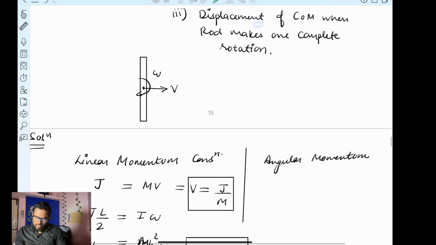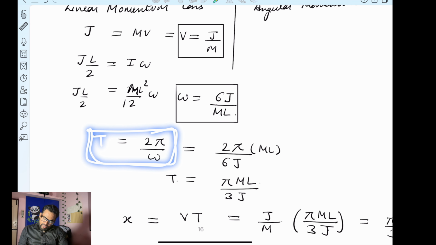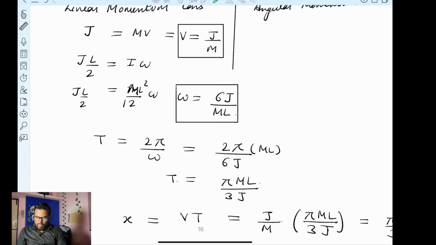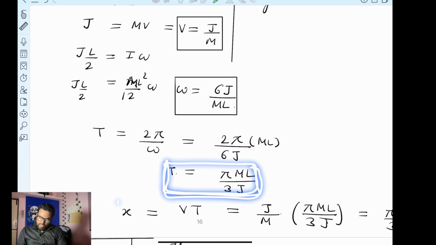Second part also done. Now third part, displacement of center of mass when the rod makes one complete rotation. So the rod is rotating with what? Omega. So what about the time period? Time period means time taken to complete one revolution. So time period would be 2 pi by omega. So here we are getting this value of time period in the final. Okay, time period also clear.